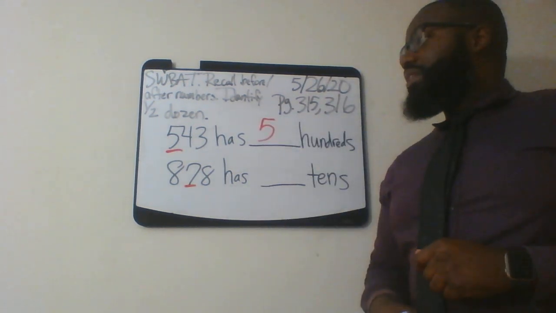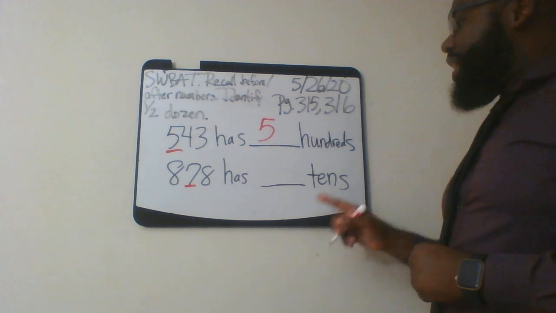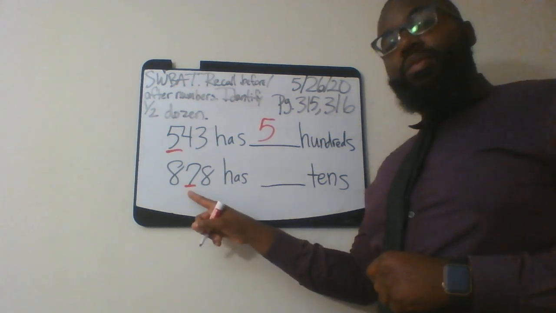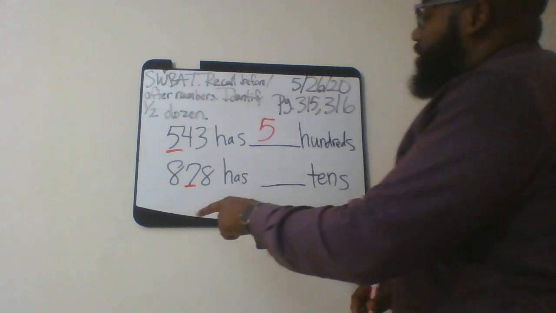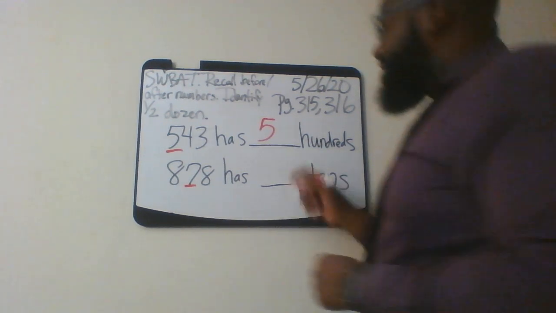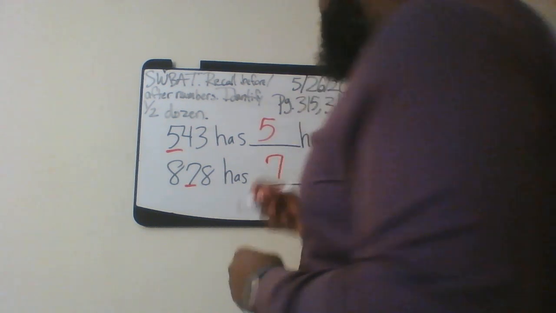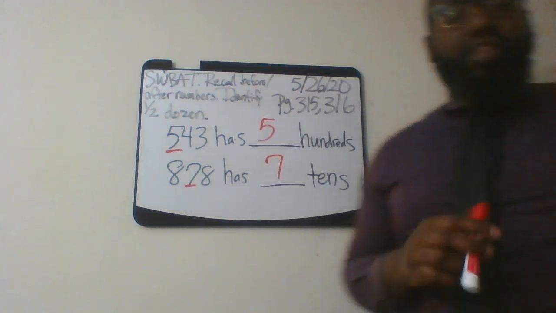Let's move over to 878. It is looking for the tens. Notice I underline the seven because the seven is in the tens place. So with that being said, 878 has seven tens. So that's how you solve number one.